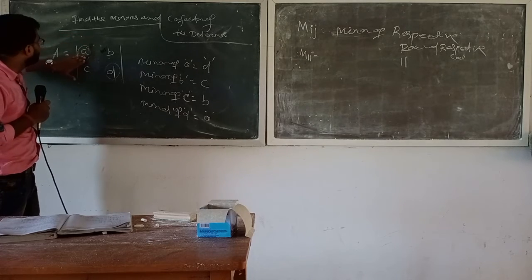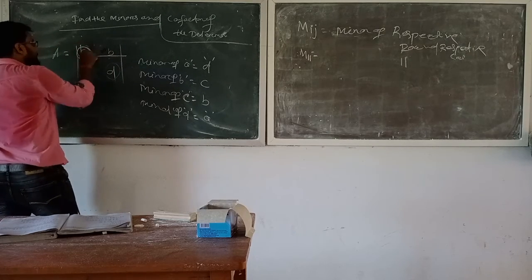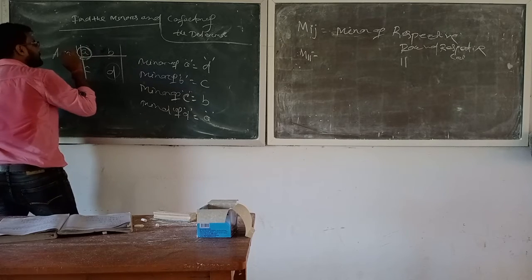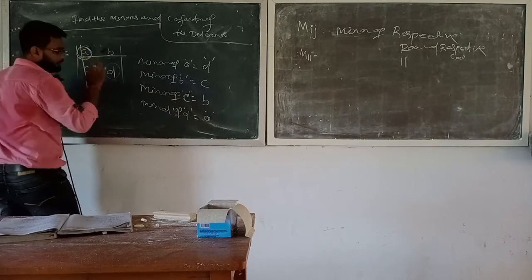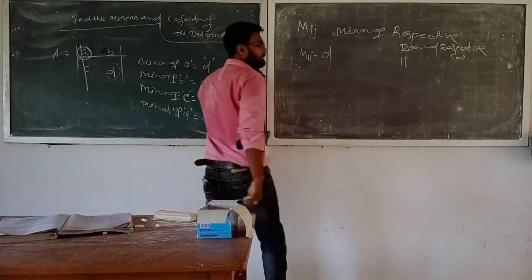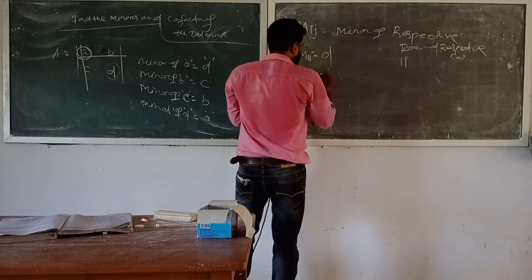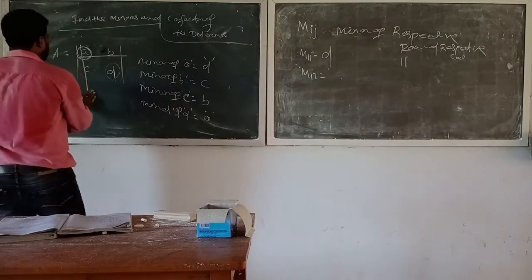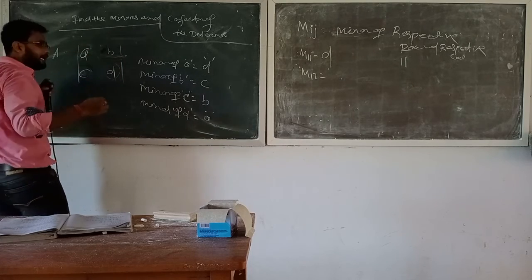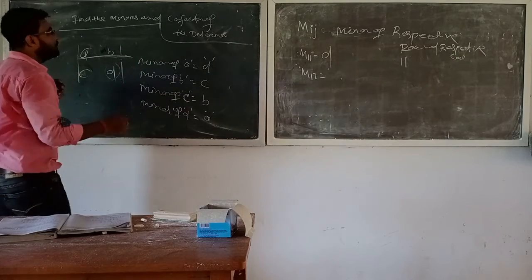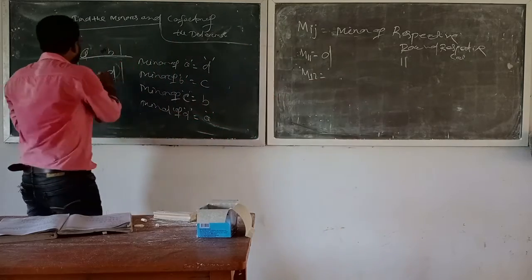The first row and first column intersection part is A. So M11 is the minor of A, which is D. M11 is D. Again, we have to find out M12. M12 means first row, second column. A, B, C, D, this is the first row. Second column, M12. First row, second column.